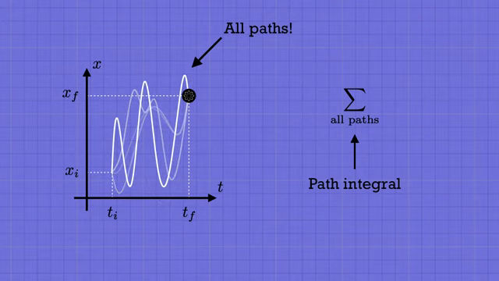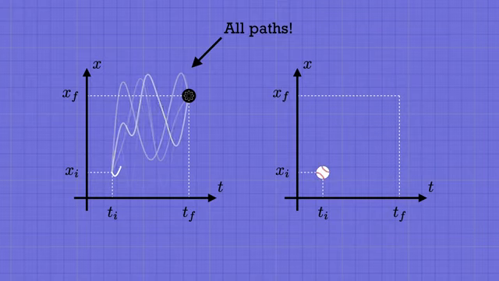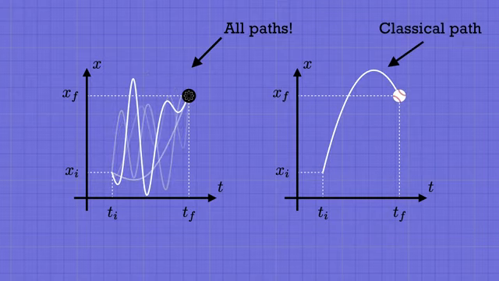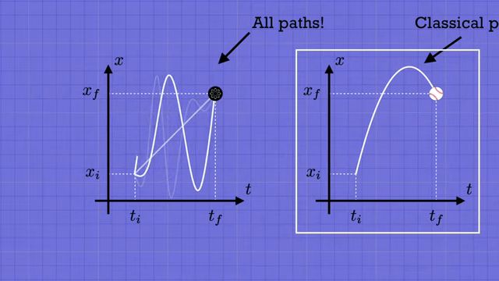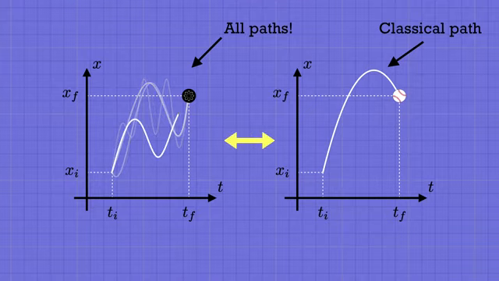If you're wondering how that could possibly be consistent with the fact that a baseball most definitely follows a single well-defined trajectory, stay tuned. Because understanding how the classical path and F equals ma emerge from the quantum sum over all paths is, in my opinion anyway, one of the deepest lessons in all of physics.